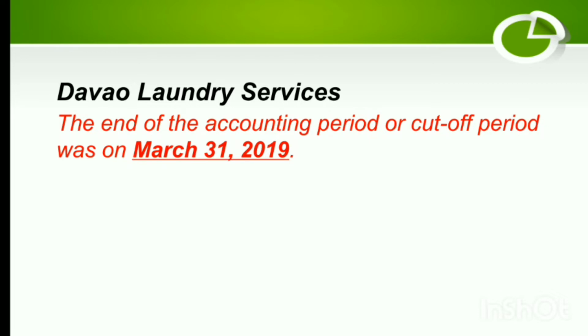Okay, so now we will start preparing our 10-column worksheet. The first thing that we're going to do is to write the heading here at the center of the uppermost portion of the columnar sheet. The heading will consist of the name of the business, which in our illustration is Davao Laundry Services, and then the title of the report, which is worksheet, and then the period covered, which in this case is for the month ended March 31, 2019. So as I said earlier, the cut-off period or the end of the accounting period of Davao Laundry Services was March 31, 2019.